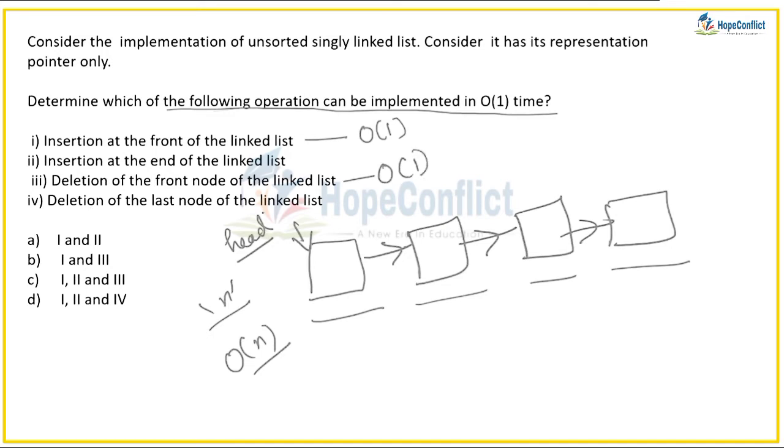Now deletion of the last node of the linked list. For deleting the last node, first you have to traverse through all the nodes, reach the end, and only then can you delete that particular node, right? So for this one also the time complexity is not Big O of 1 but Big O of n, right? So the two operations, that is insertion at the front of the linked list and deletion of the front node of the linked list, are going to take the time of Big O of 1. What is the correct answer? Option B. Okay, this is the correct answer.